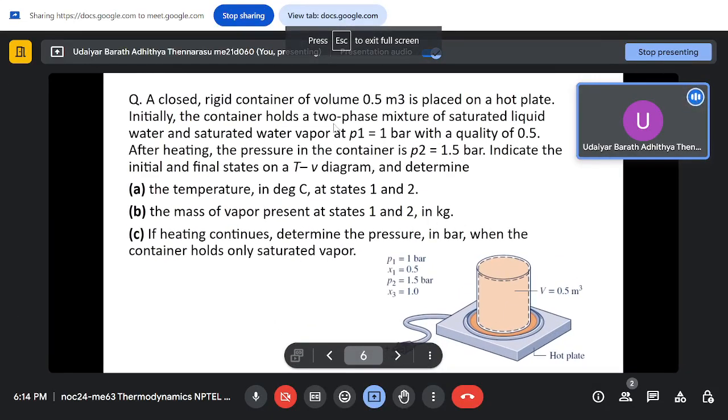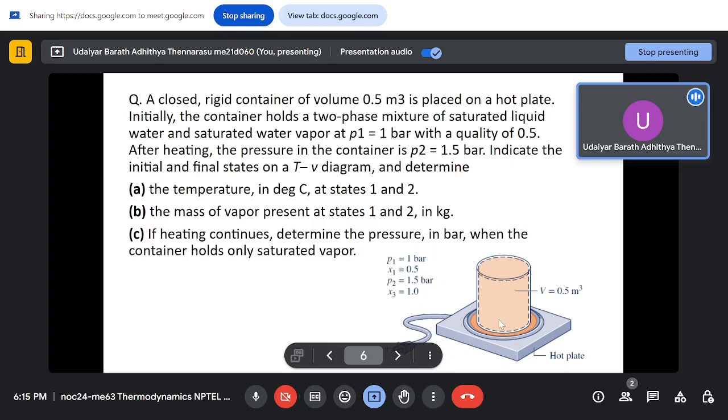Initially the container holds a two-phase mixture of saturated liquid water and saturated water vapor at a pressure equal to 1 bar with a quality of 0.5. So we have a mixture of steam or water vapor and water with a quality of 0.5, so 50% is liquid and 50% is vapor. After heating, the pressure in the container is P2 equals 1.5 bar.